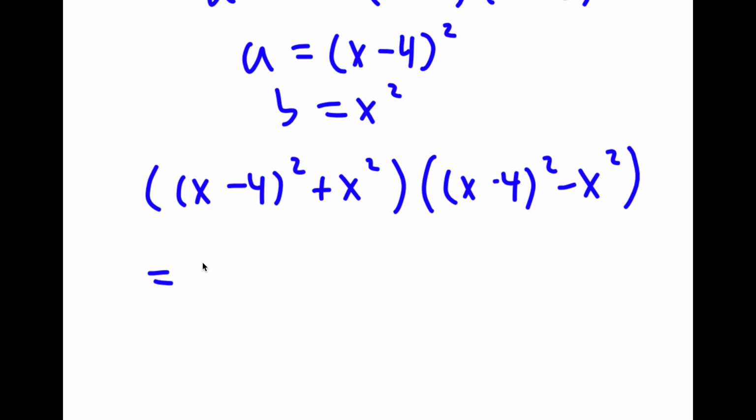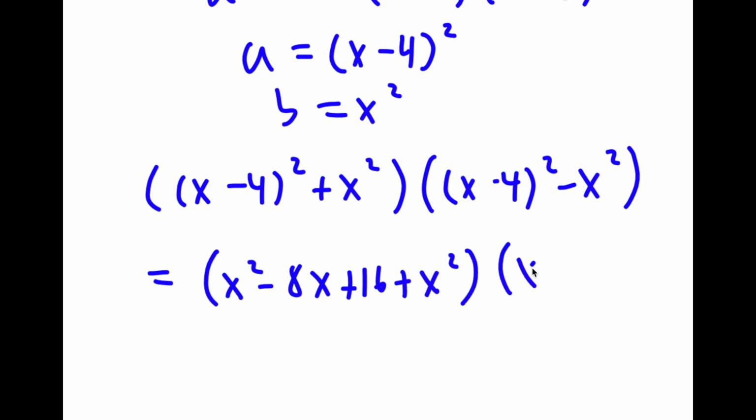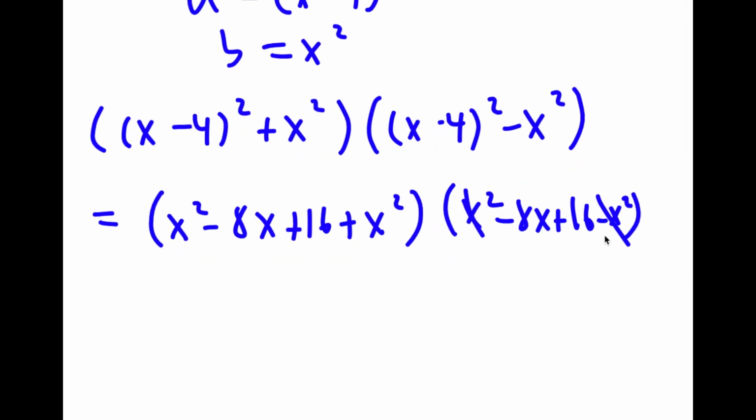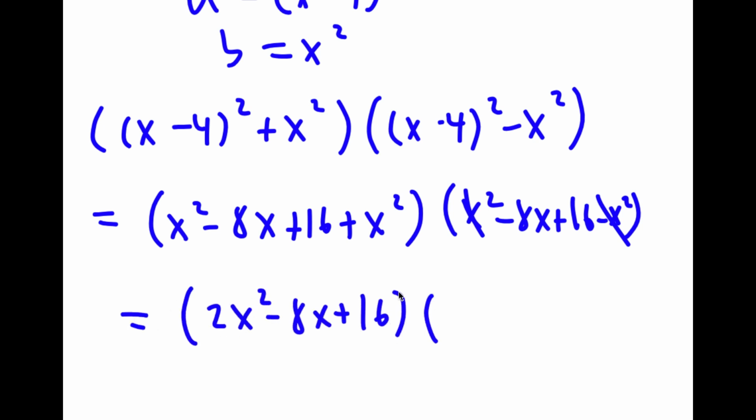And (x − 4)^2, that's simply equal to x^2 − 8x + 16. So I have this plus x^2, and over here I have x^2 − 8x + 16 − x^2. So in this case, these two cancel out, and in this case, these two add up. So I have (2x^2 − 8x + 16) times (−8x + 16). Remember, this is all equal to 0.